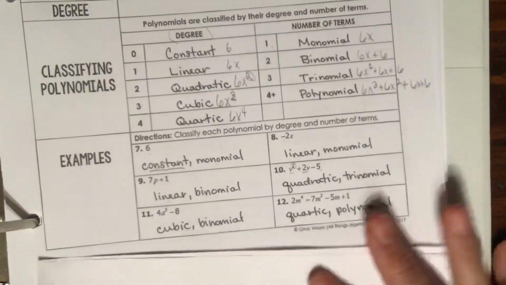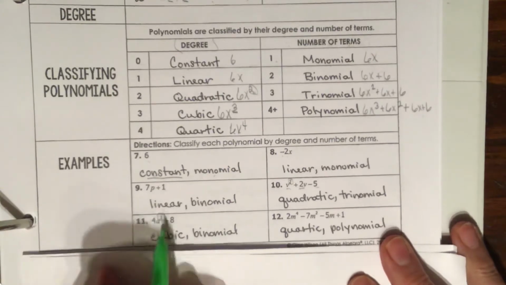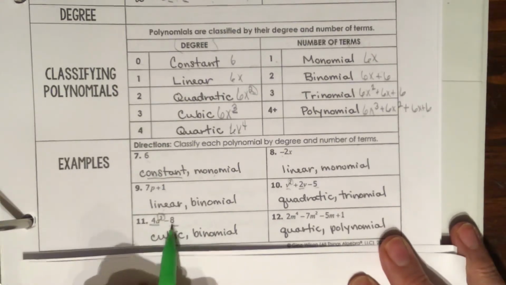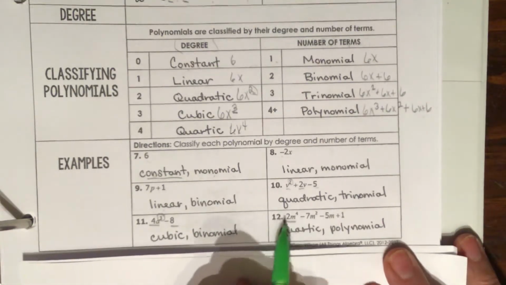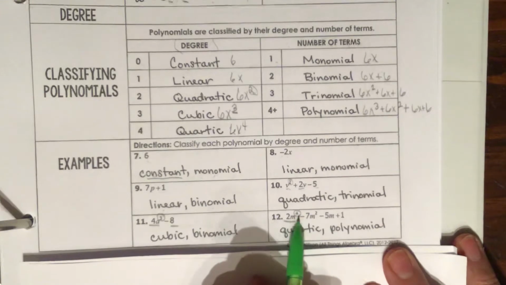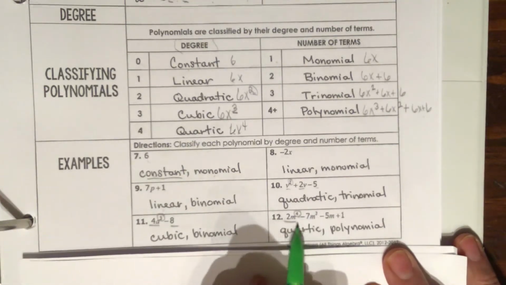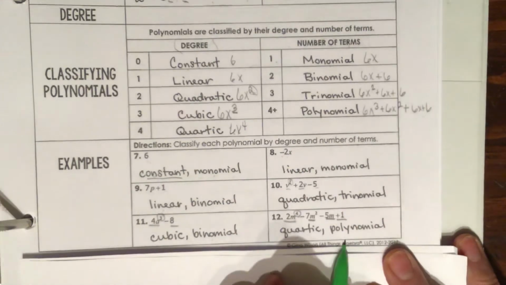4a cubed minus 8. Well, we have a cube, so that's cubic. But we only have 2 terms, so that's a binomial. In this one, we have a 4th term right here, which would make it a quartic, but it's got 1, 2, 3, 4 terms, which makes it a polynomial. And that's how you do that one.